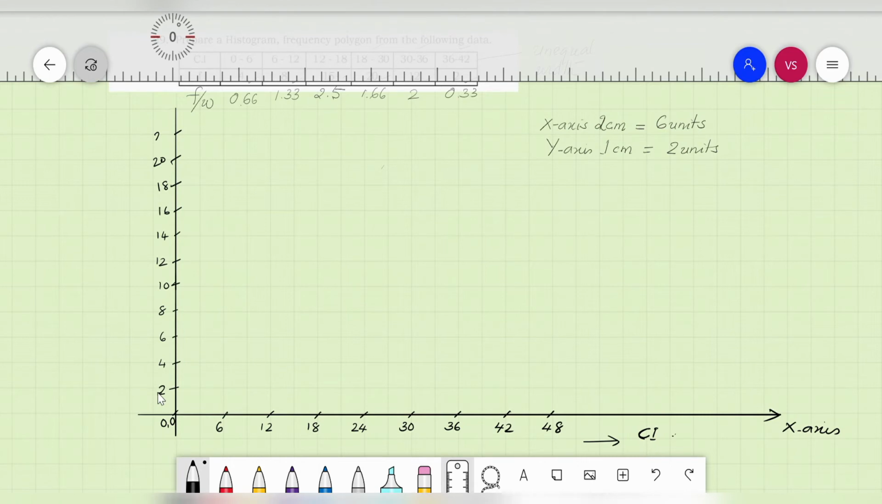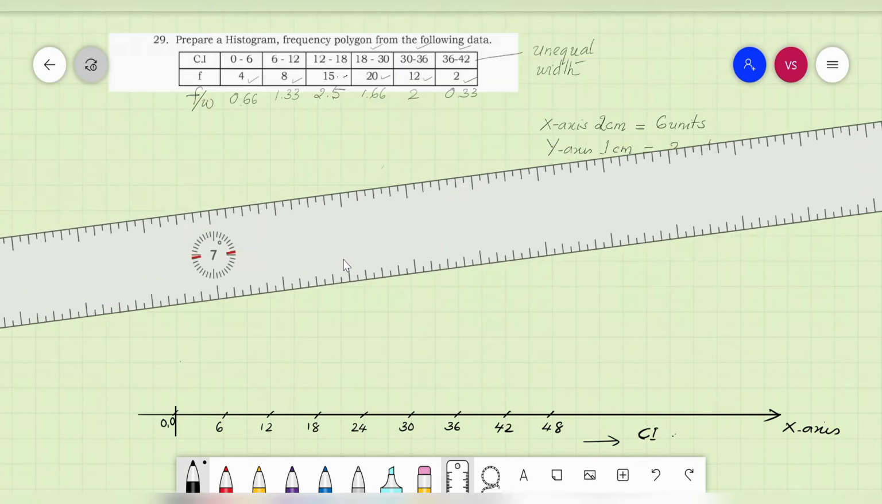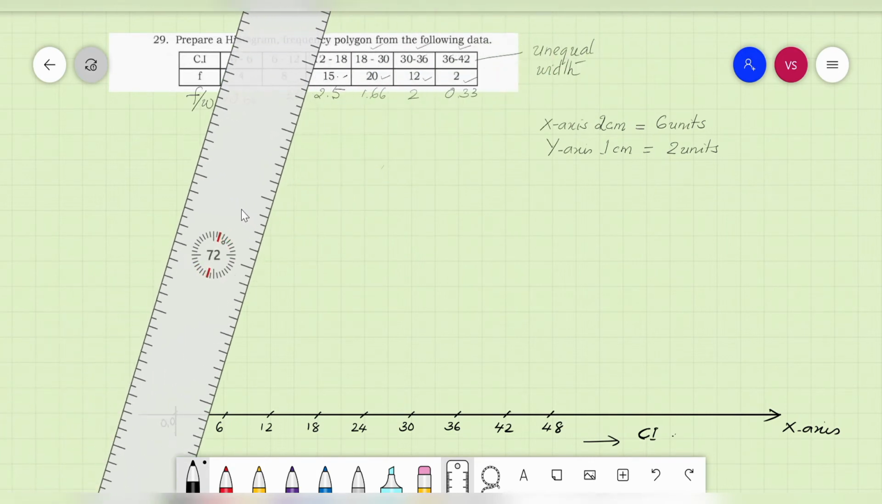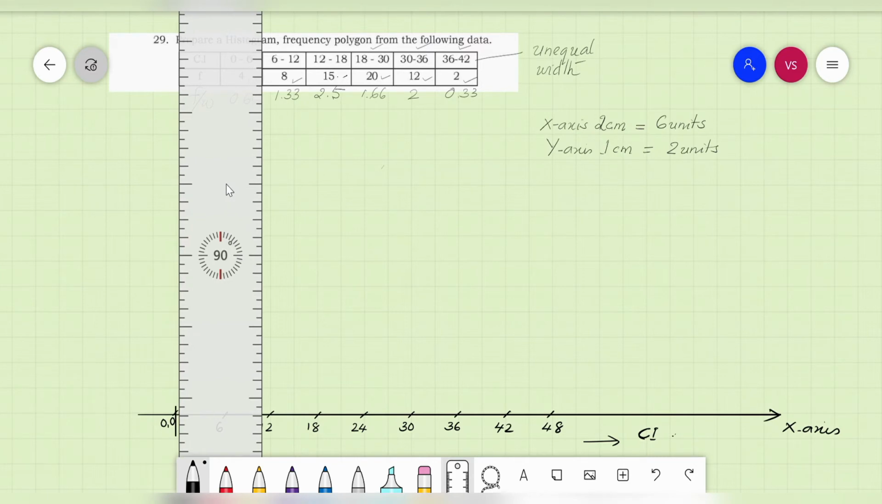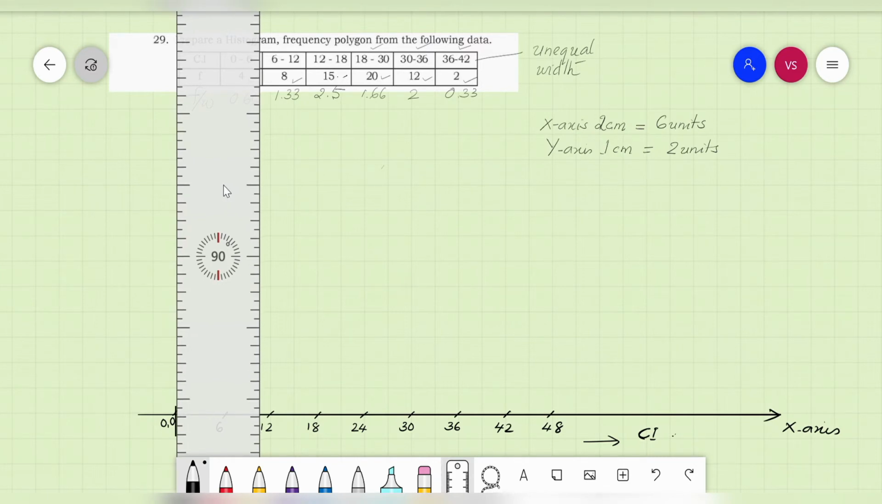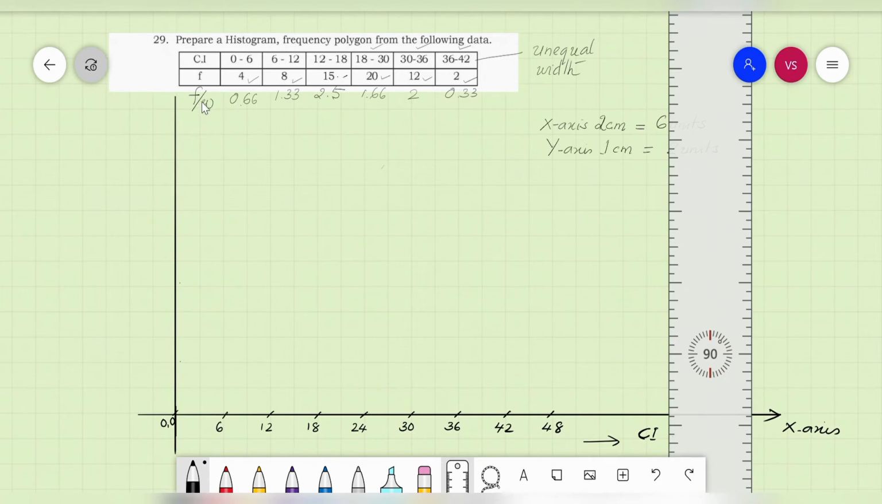Oh, sorry, we are supposed to take f by w, is it right? Yeah, we are supposed to take f by w. Once again I will draw the scale of the y-axis. It will be easy for us. So don't get confused, because we are supposed to plot f by w on the y-axis, students.